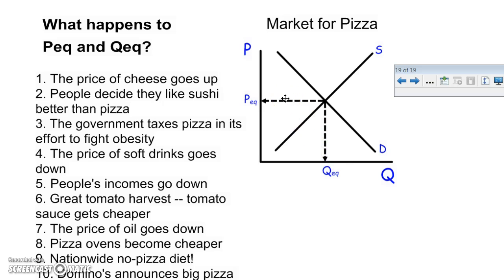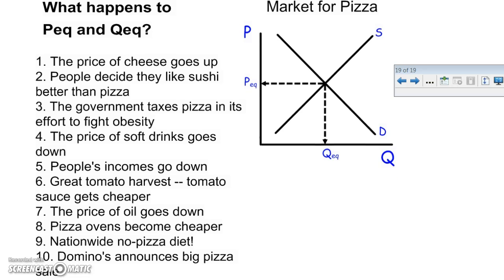And number 10, Domino's announces a big pizza, can't read it here, sale. Okay, what's going to happen if there's a big pizza sale? That would simply be a lower price. It would actually be essentially a movement along the demand curve and would probably cause a shortage of pizza.